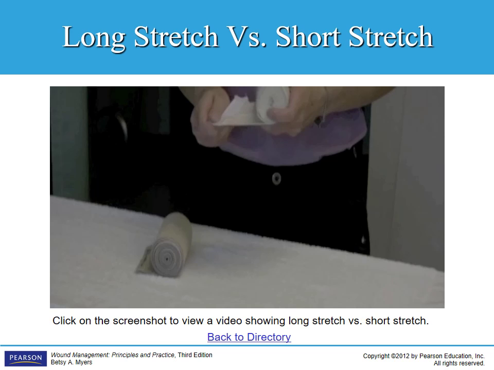Long stretch bandages, such as the typical ACE-type bandage, are highly elastic. They have a high resting pressure, which may limit circulation while a patient is stationary. They have a low working pressure.